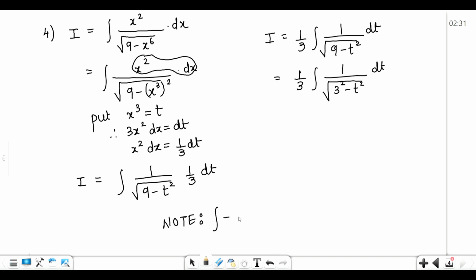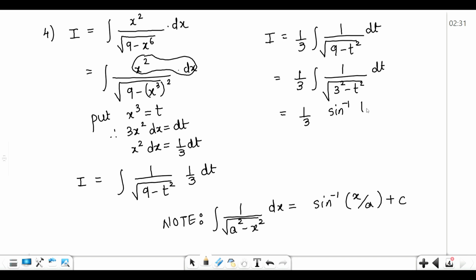Integration of 1 upon square root of a square minus x square dx. Here a stands for the constant value. So that is nothing but sine inverse of x upon a plus c. Here the value of a is 3, so I'll write it as 1 upon 3 sine inverse of t upon 3 plus c, by applying the special integral formula.